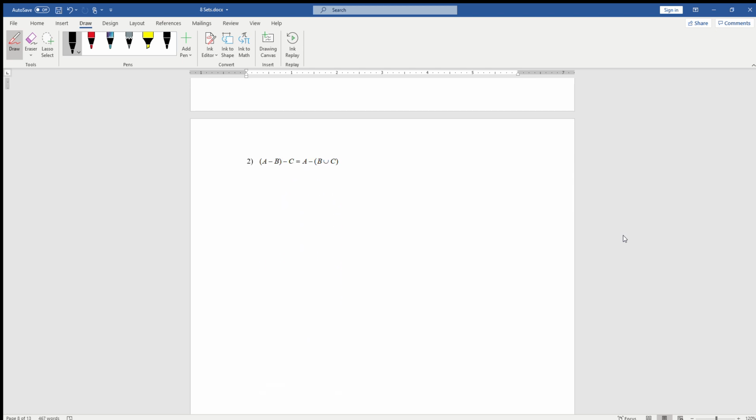A second example: (A set difference B) set difference C is equal to A set difference (B union C). So again, the first thing that we always want to do is get rid of the set differences. So let's rewrite this as (A intersect B complement) intersect C complement. That's just our set difference law.